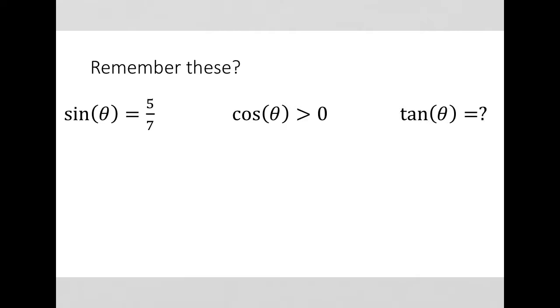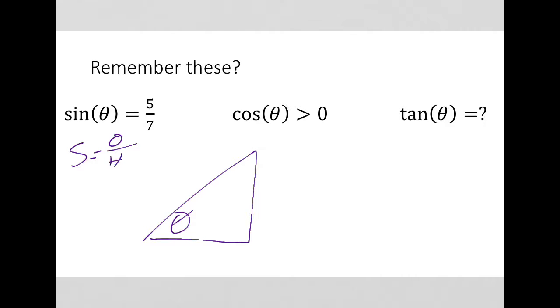So, do you remember these little puzzles? These were the things where we would draw a triangle, and we would say, let's label that theta. We know sine of theta is 5 over 7, but sine is opposite over hypotenuse. And so the opposite side is 5, the hypotenuse is 7, and now we need to use Pythag to figure out what that adjacent side is.